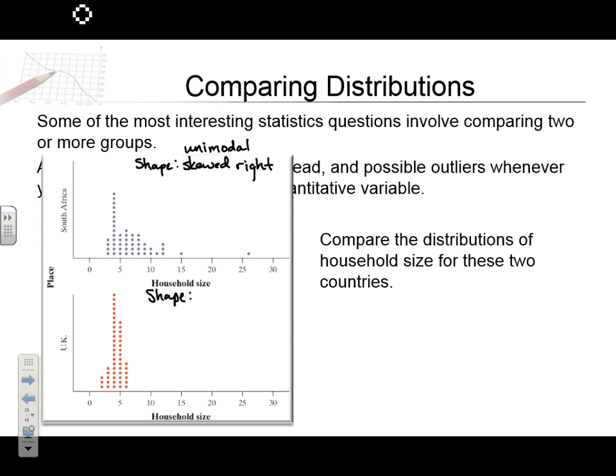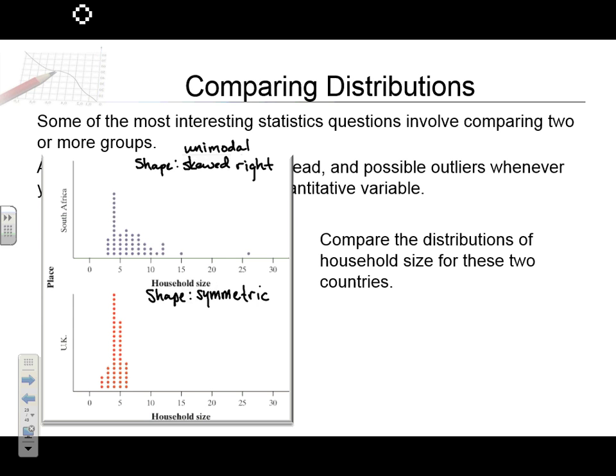What do we see about the shape of our distribution for household size in the UK? Yeah, in this case, it's pretty symmetric. Now, there are some higher values on the right side than on the left, but there's not a tail that tapers off more or less than the other, right? So we would say for this one, it's pretty symmetric. So right there, we've got a difference between the two. This one's very skewed right. This one's pretty symmetric overall.